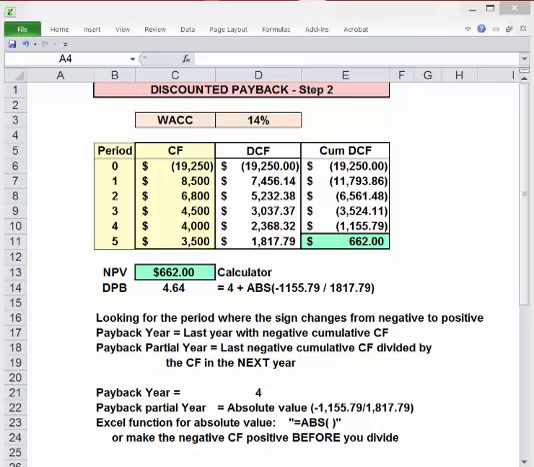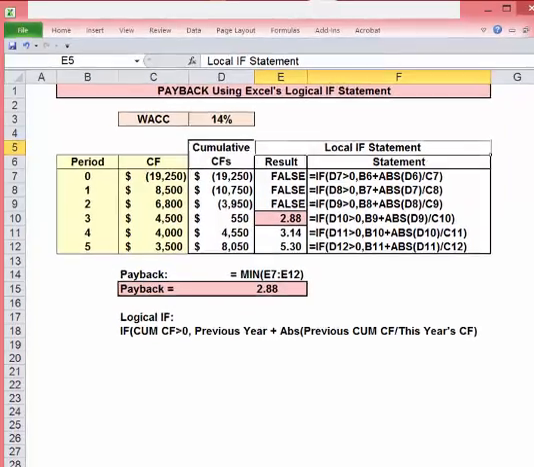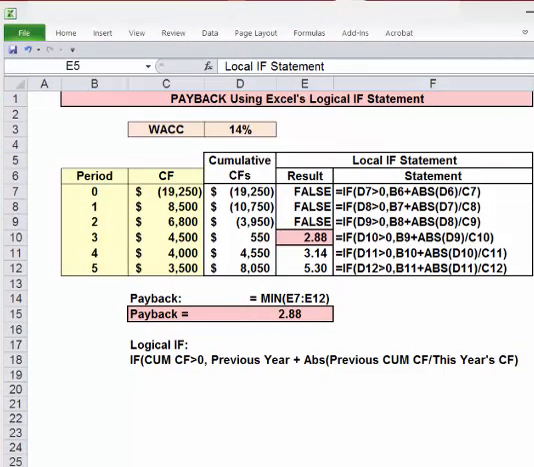Discounted payback will always be longer than payback. A project may pay back on a regular basis, but not on a discounted basis. A project with a negative NPV may pay back on a regular basis, but will not pay back on a discounted basis. As I mentioned earlier, it's possible to set up a series of logical if statements in Excel to find payback and discounted payback.